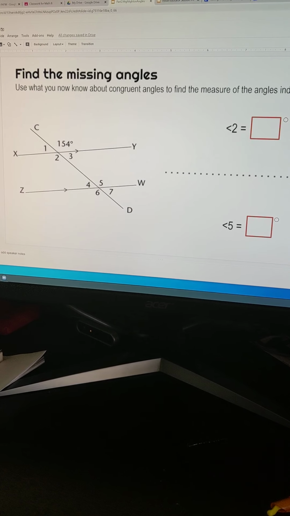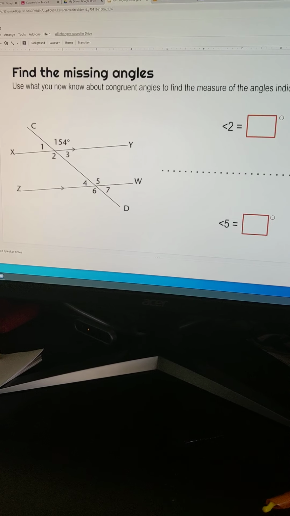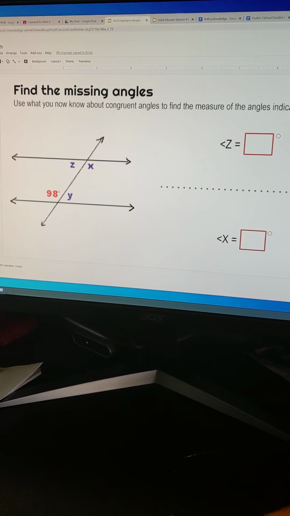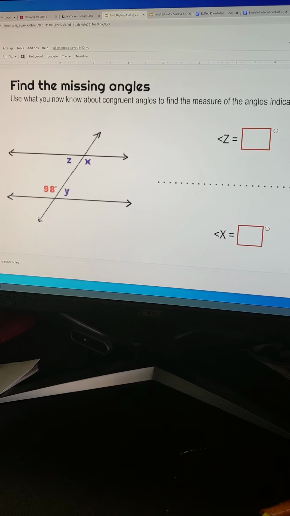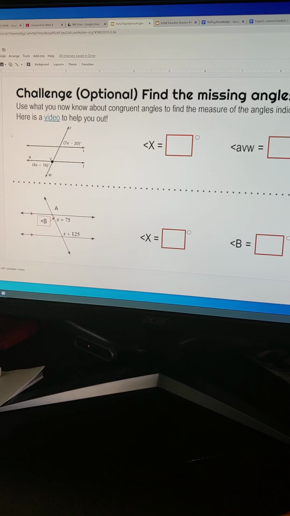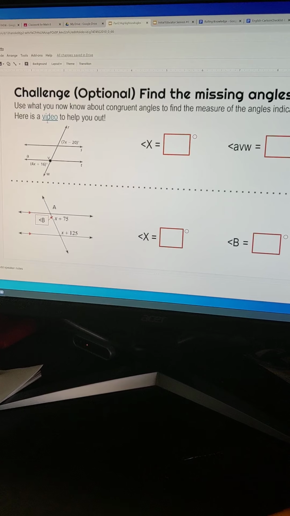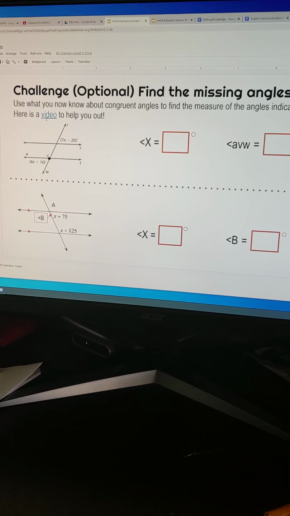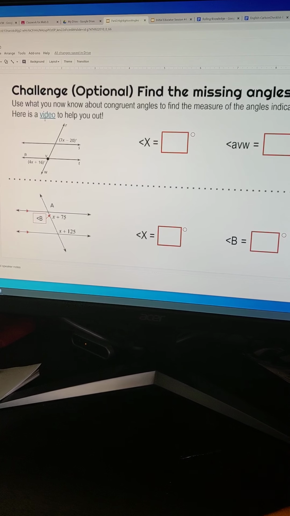Totally new graphic, but you're doing the same general thing. You'll probably be using different rules, but that's okay. Same here. Then I have a challenge one. I have a video to help you out, but the first video you watch will also help you out with this. I should probably type that in there.